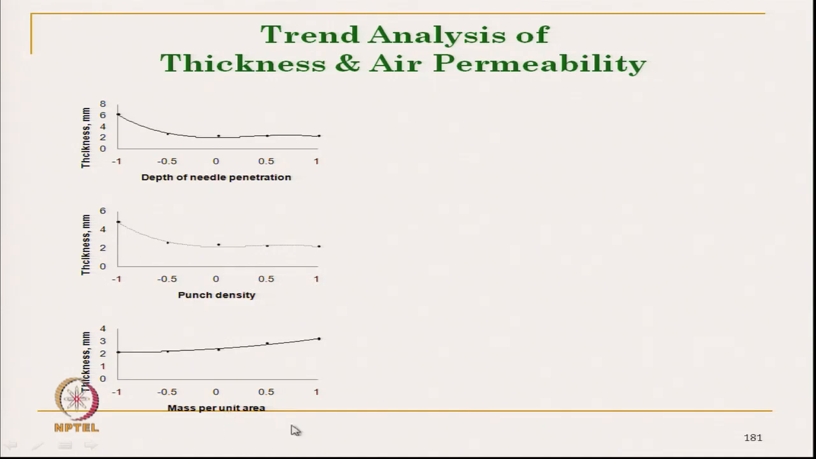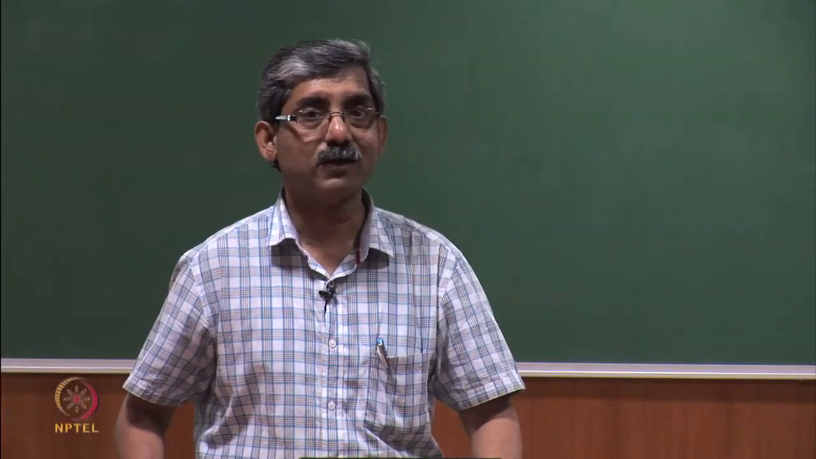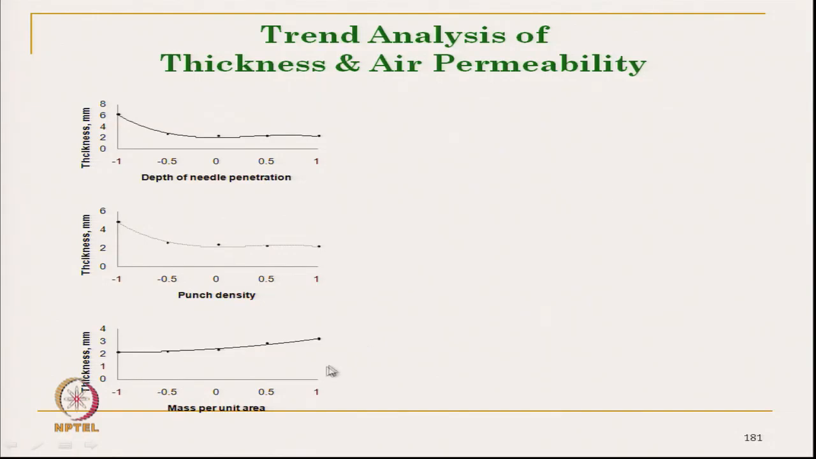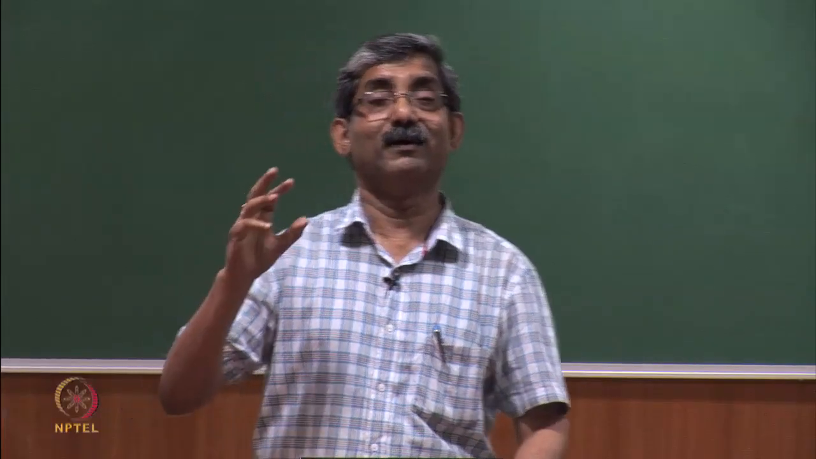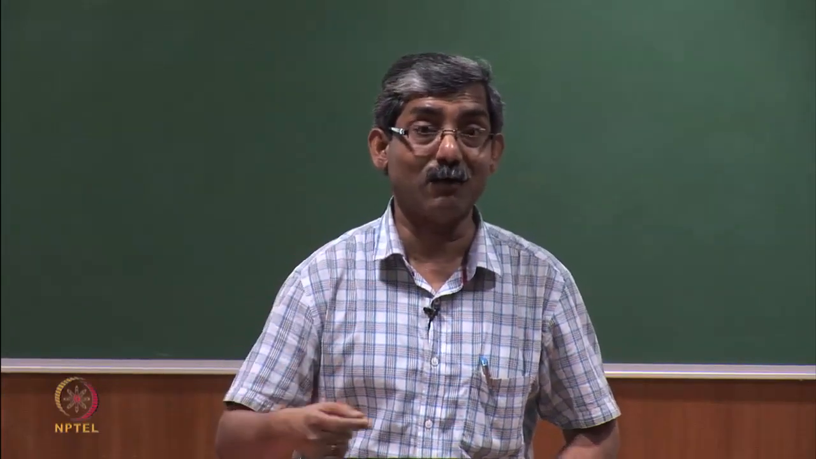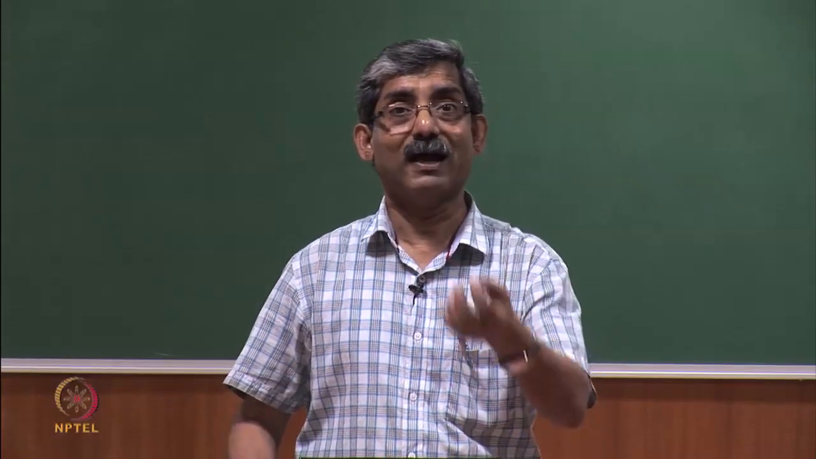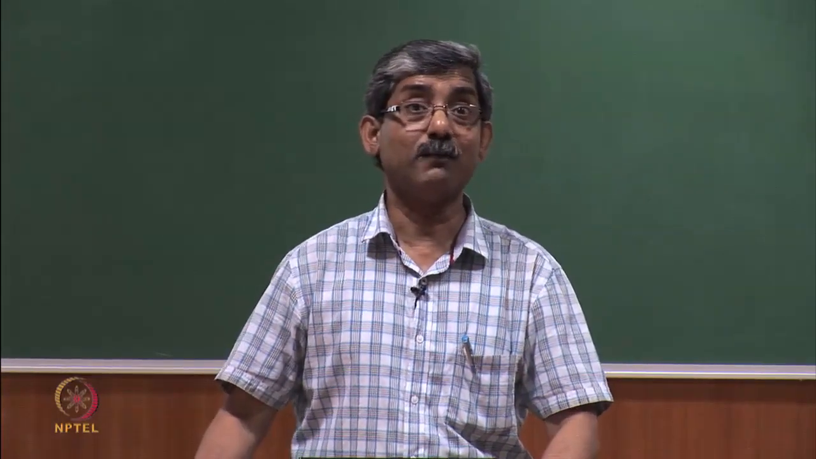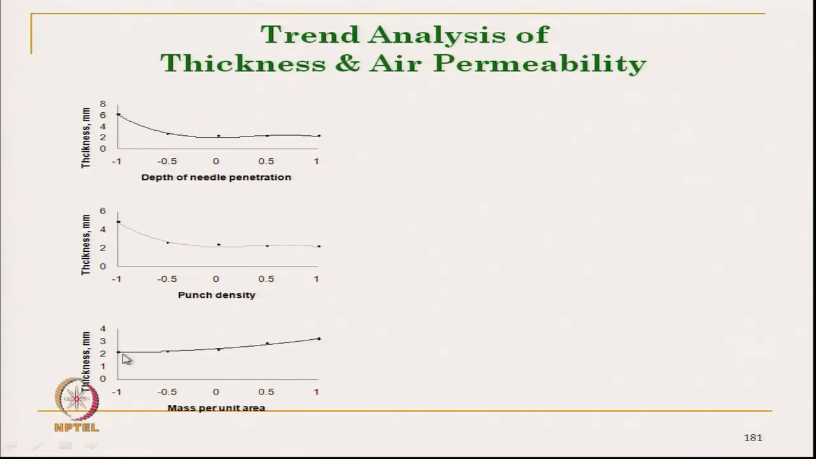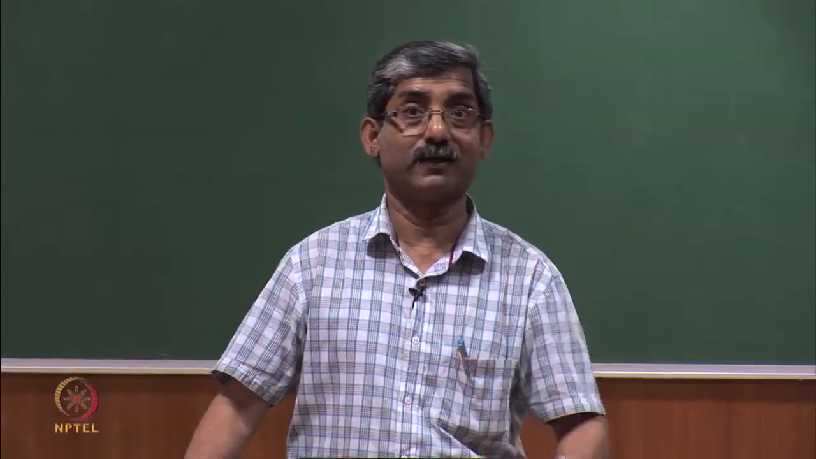The same trend is there in the case of punch density. Now, if we see the mass per unit area, it is obvious that if we increase the mass per unit area, the thickness of the fabric should increase, but this curve shows the rate of increase is not that high compared to the rate of increase in mass per unit area. Because as we increase the mass per unit area for needle punch fabric, more and more fibers come into action of the barbs of the needle, and more and more entanglement takes place. So the fabric gets consolidated, and the rate of increase in thickness is not that high, although there is an increase in thickness due to the quantity of material, the number of fibers present in the fabric per unit area.